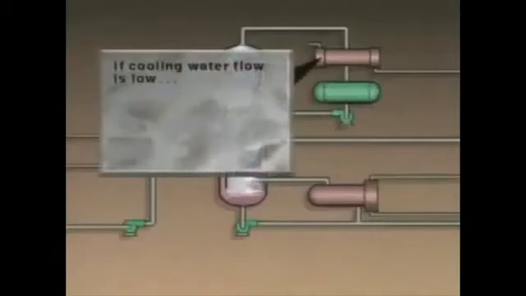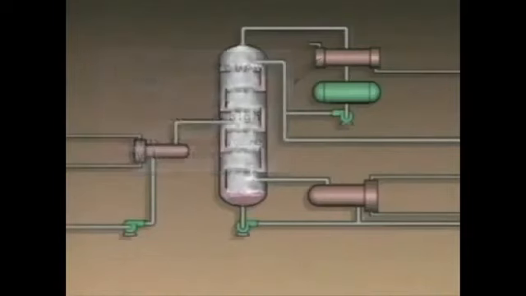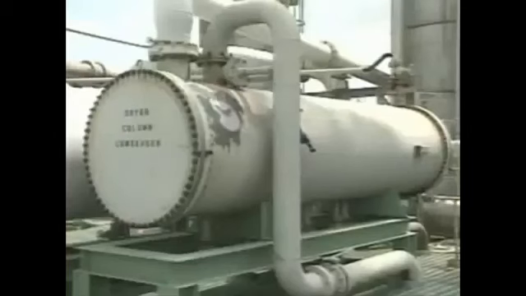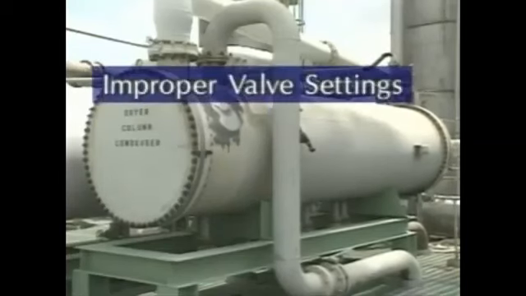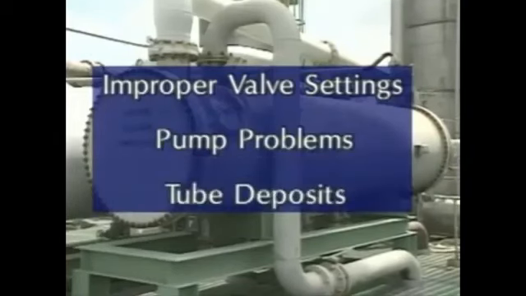For example, if the cooling water flow through this shell and tube condenser is lower than normal, or if the water temperature is higher than normal, the temperature of the reflux may increase. As a result, less cooling could occur in the top of the column. This could cause heavier uncondensed vapor to rise too far up the column, mix with the overhead vapor, and be carried into the overhead condenser. Some common conditions that can reduce the cooling water flow through a shell and tube condenser are improper valve settings, problems with the cooling water pump, and deposits in the condenser tubes caused by impurities in the cooling water.